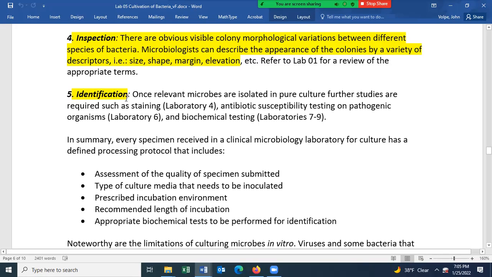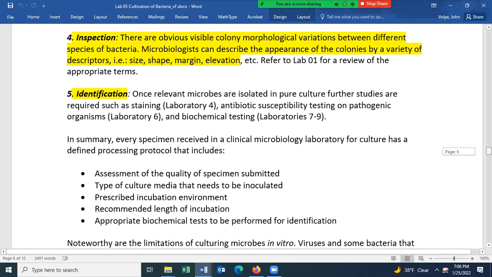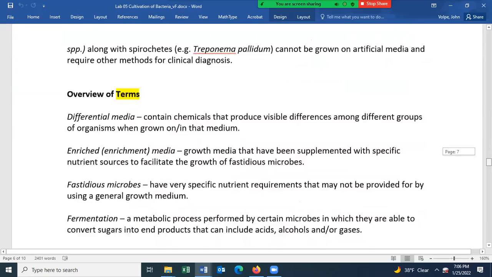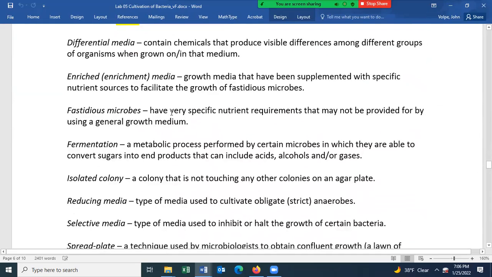You then identify the bacterium species. And to do that, you generally need to perform staining as well as different biochemical testing. And we'll talk more about that in lab 6 and lab 7 and 9. Staining is what we'll talk about in lab 4. Any question about that? All right, you should know the terms of this lab.